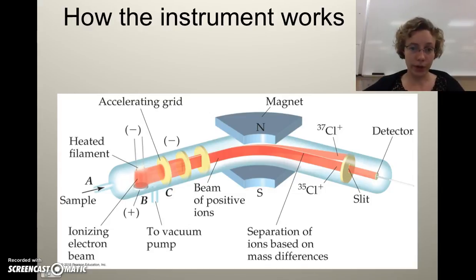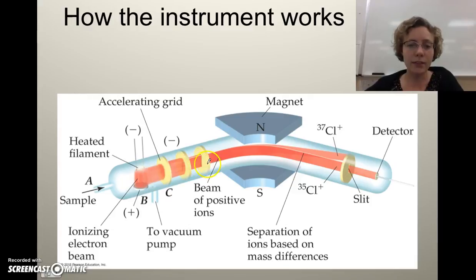Here's how it works. Ultimately, you put your sample here in A. We've got a heated filament and an ionizing electron beam. Ultimately, this process turns your sample into a positive ion. So it will pull off the electrons and make these all positive ions. And you do this for different isotopes, so it separates your different isotopes.